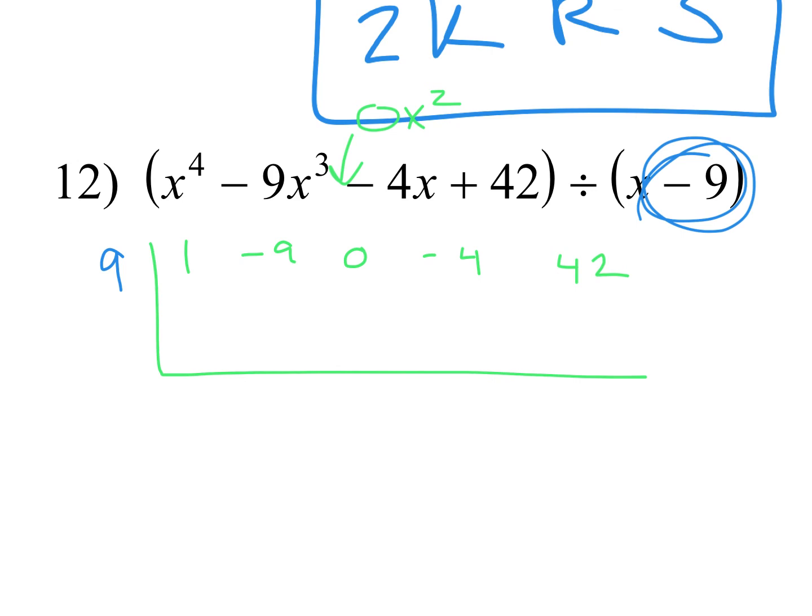Bring down the 1 and then multiply 1 times 9, which is 9. What's negative 9 plus 9? 0. 0. And 9 times 0? 0. 0 plus 0? 0. 9 times 0? 0. And negative 4 plus 0? Negative 4. What's 9 times negative 4?